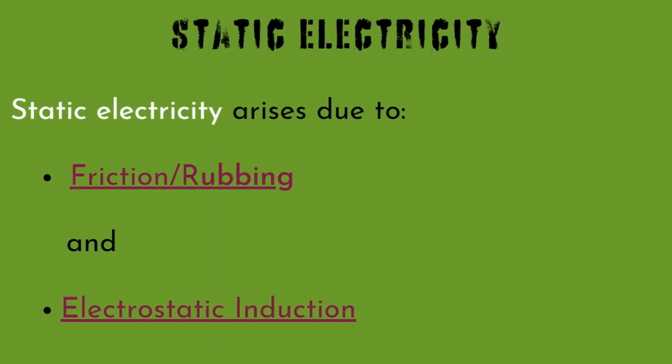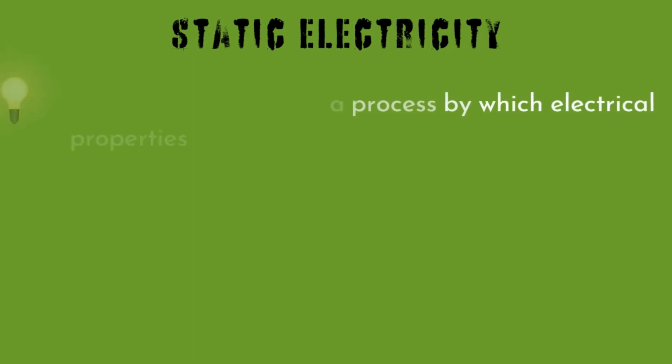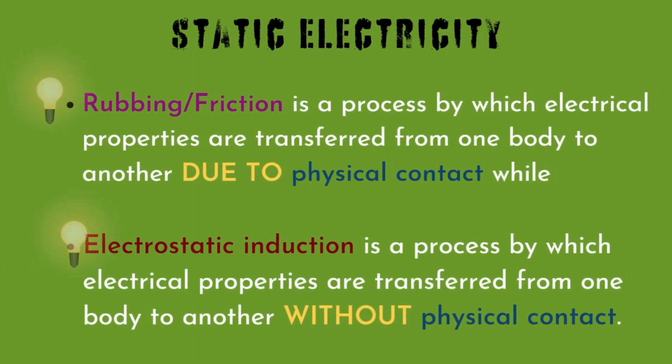Static electricity arises due to friction and electrostatic induction. Rubbing or friction is a process by which electrical properties are transferred from one body to another due to physical contact, while electrostatic induction is a process by which electrical properties are transferred from one body to another without physical contact.